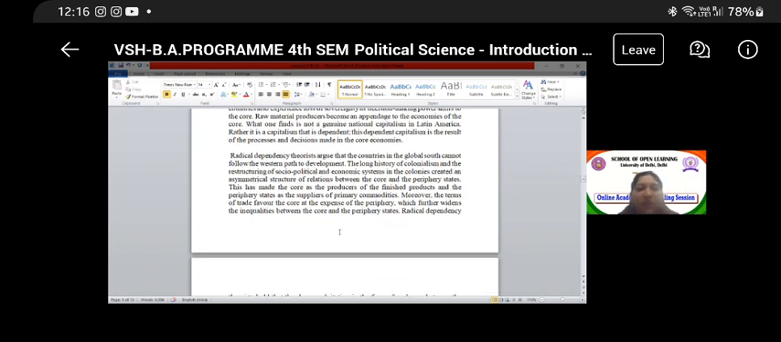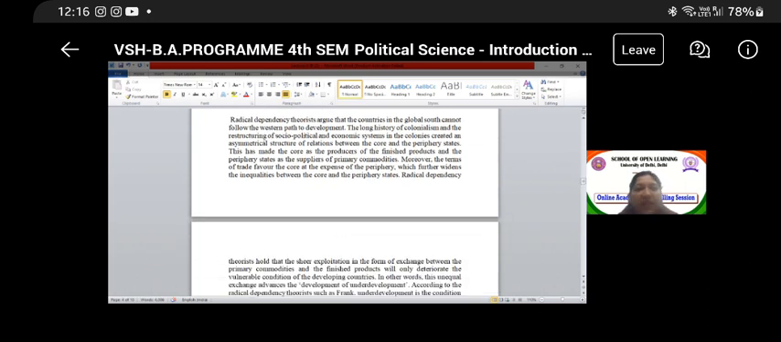So radical dependency theorists argue that the countries in the global south cannot follow the Western path to development because the core countries or the Western countries would never let them grow. The long history of colonialism and the restructuring of socio-political and economic systems in the colonies created an asymmetrical structure of relations between the core and the periphery states. This has made the core the producers of finished products and the peripheral states the suppliers of primary commodities. Moreover, the terms of trade favor the core at the expense of the periphery, which further widens inequalities between the core and the periphery.